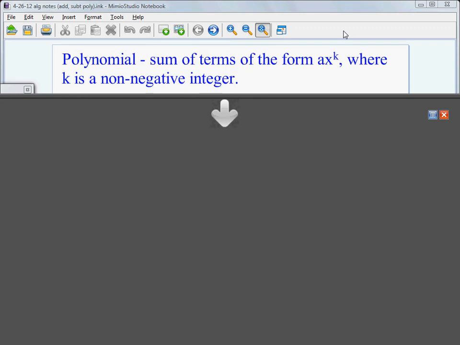Okay, in this lesson we're going to take some notes to introduce polynomials, and then we'll also review adding and subtracting polynomials. So we'll just run through a few things that you should probably know about polynomials. A polynomial is a sum of terms of the form ax to the k power, where k is a non-negative integer. That means it could be 0 or 1 or 2 or 3 and so forth. Now when it says sum of terms, that does mean the terms could be positive or negative, so you'll see pluses and minuses both.